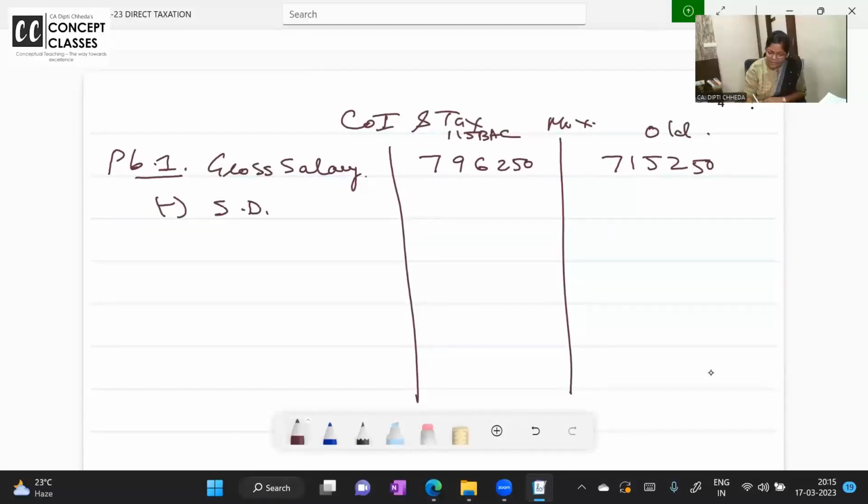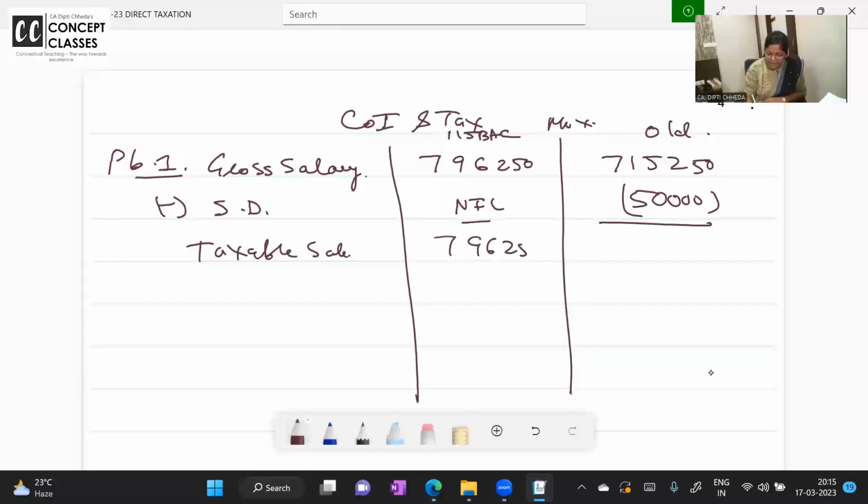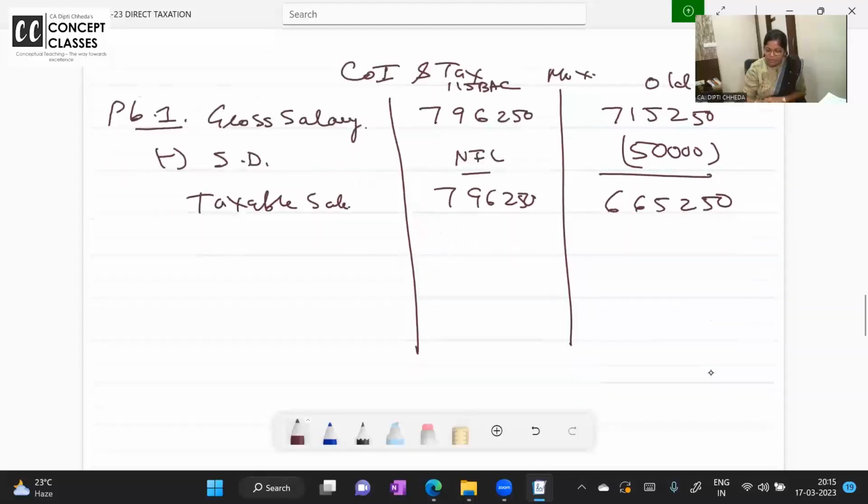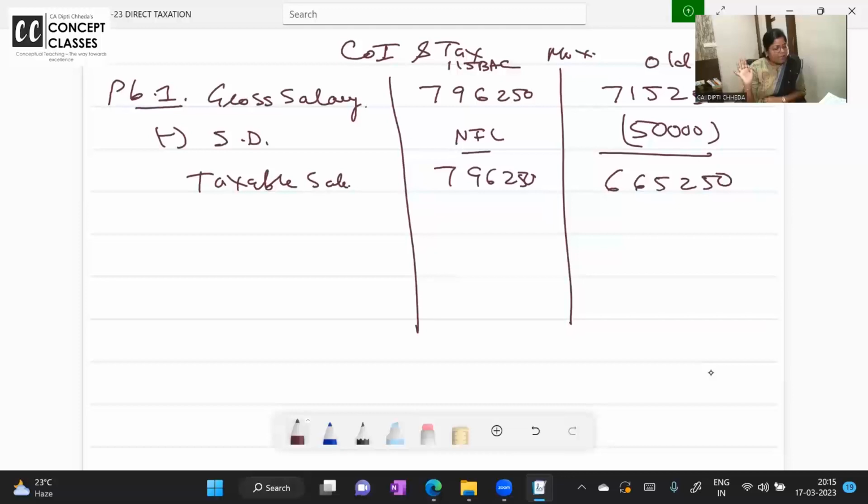Shall I give standard deduction in the new one? No, nil. Here, shall I give? Yes. How much deduction is allowed? 50,000. So, what is the taxable salary? 796,250 in the new one. In the old one, 715,250 minus 50,000, so 665,250 in the old regime. This is your taxable salary.